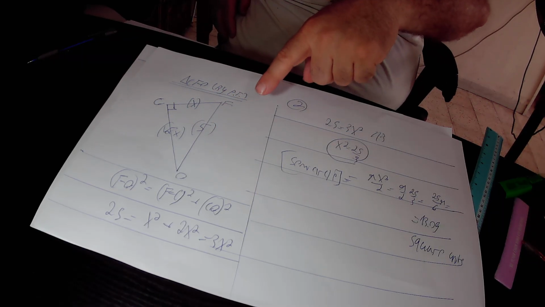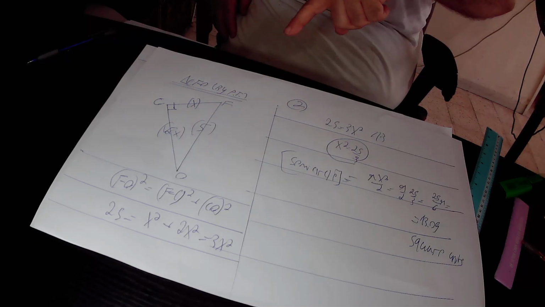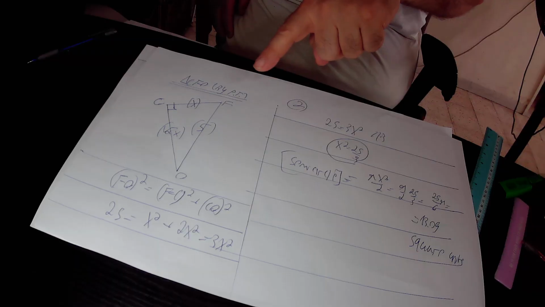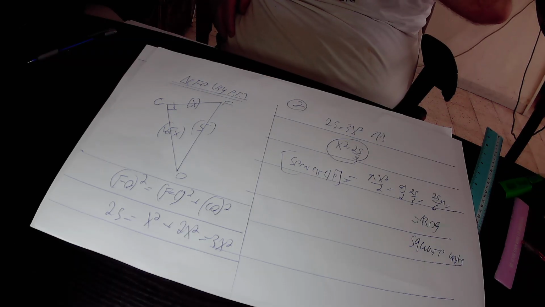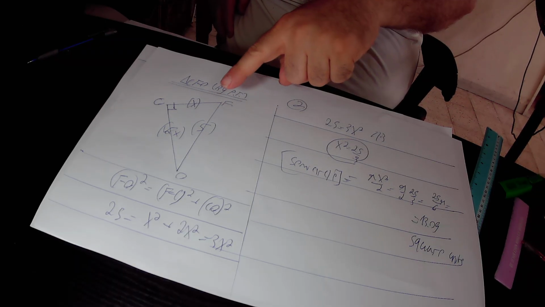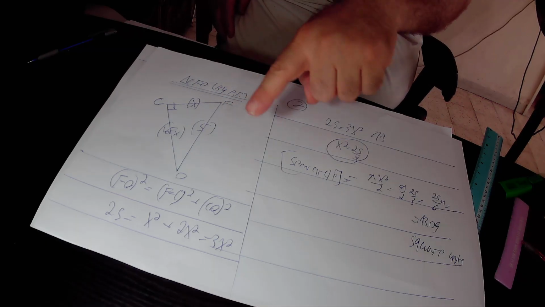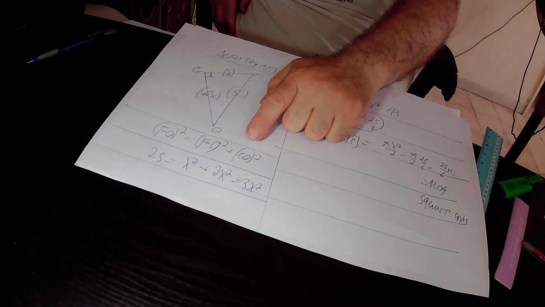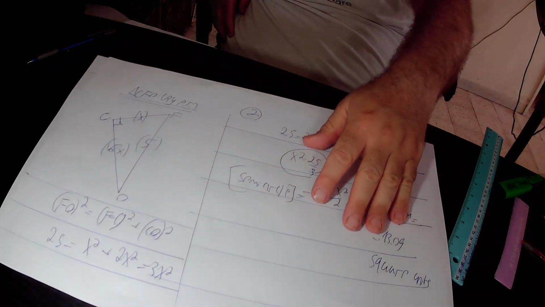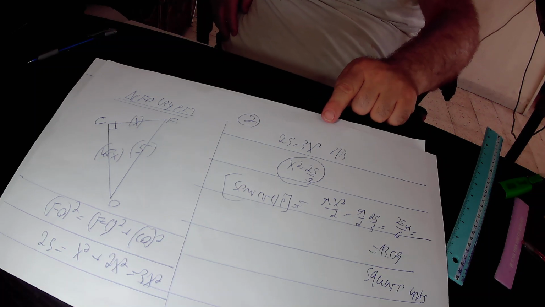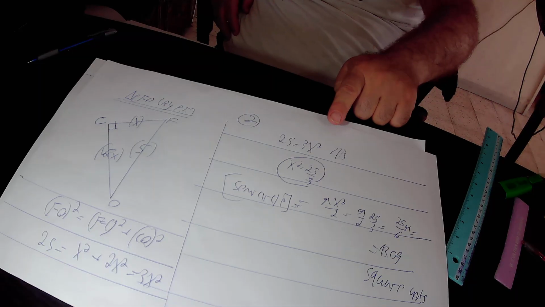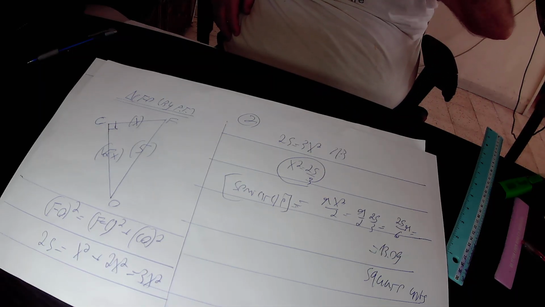FO is 5, therefore FO squared is 5 squared, that is 25, and it equals FC squared. FC is x, therefore FC squared is x squared, plus CO squared. CO is equal to square root of 2 times x, therefore CO squared is 2x squared. So in total we found that 25 equals x squared plus 2x squared. X squared plus 2x squared is 3x squared. So 25 equals 3x squared. We divided this equation by 3 and found that x squared equals 25 over 3.